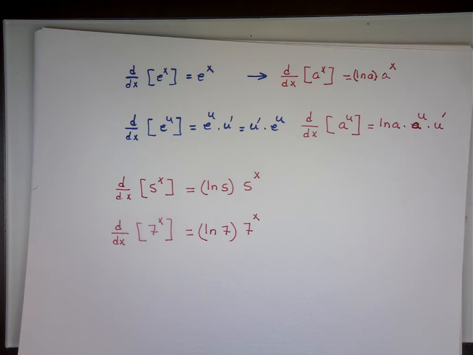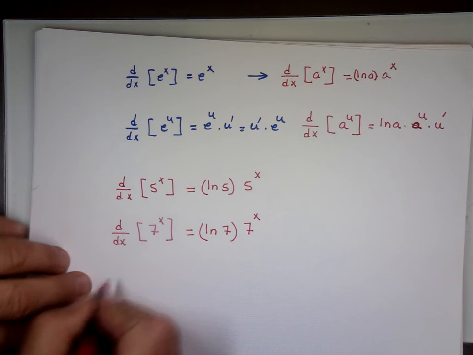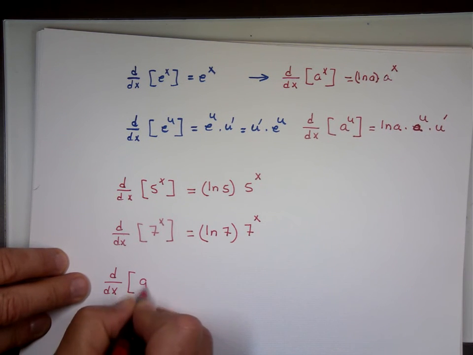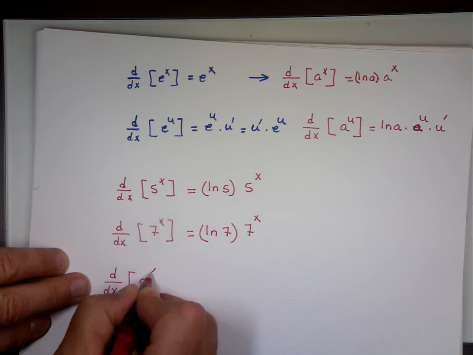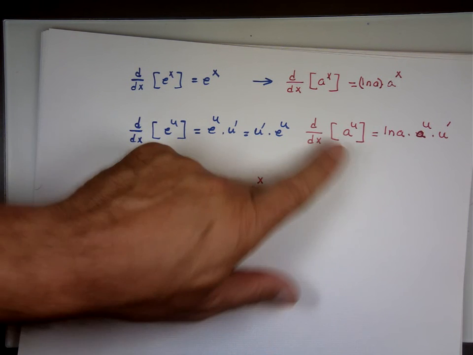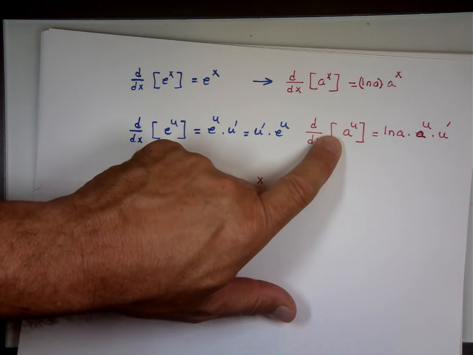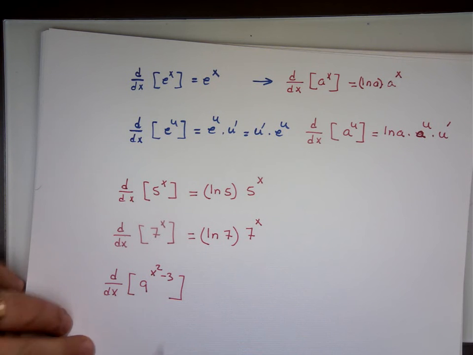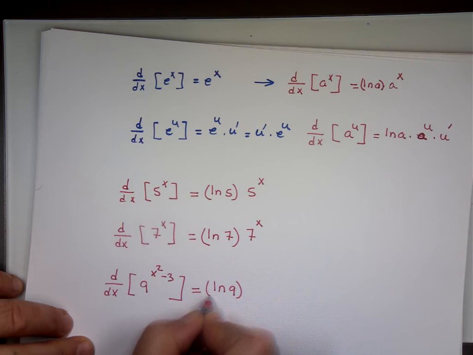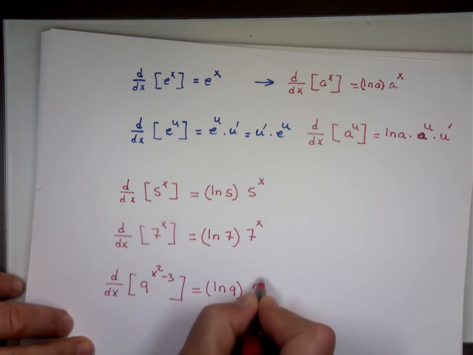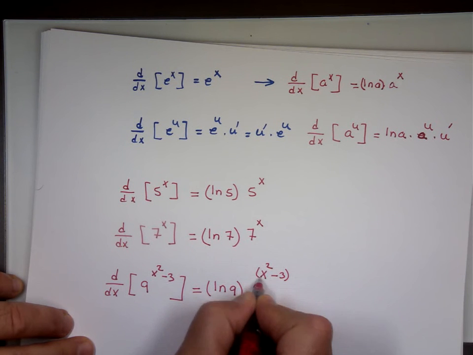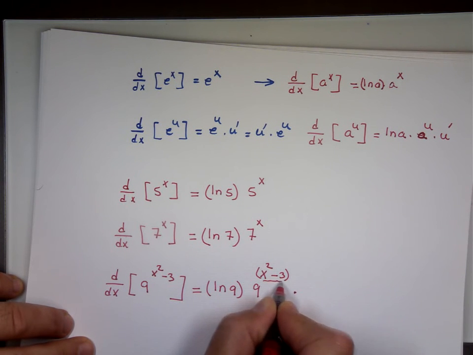What's the derivative of 9 to the x squared minus 3? Now that's this one. So it is the natural log of 9 times 9 to the x squared minus 3 times the derivative, what's inside that? What's the derivative of x squared minus 3? 2x.